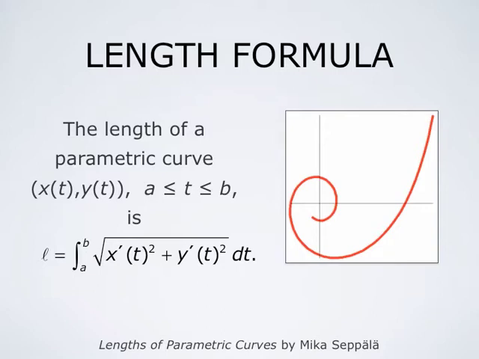As a summary, I conclude that the length of a parametric curve, parametrized by x of t and y of t when t is between a and b, is the integral from a to b of square root of x prime of t squared plus y prime of t squared dt. This is the length formula for parametric curves.